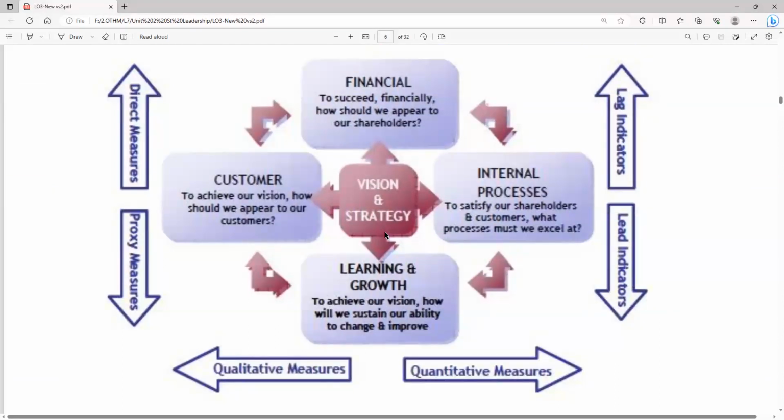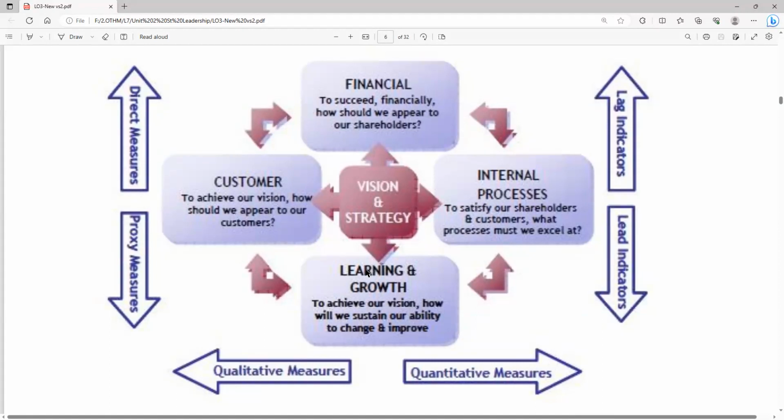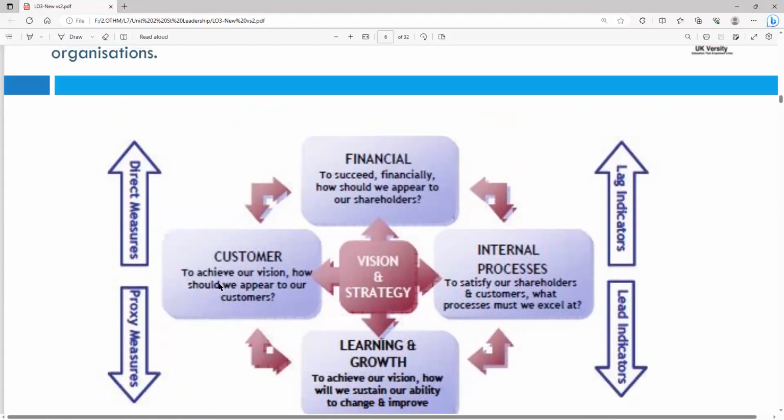It looks at customers. So financial measurement looks at how financially we should appear to our shareholders. You can look at the financial measurements through finances and through being efficient through finances. We can look at the customers: how far are we achieving our vision, how far are we meeting our customers' needs, for example.